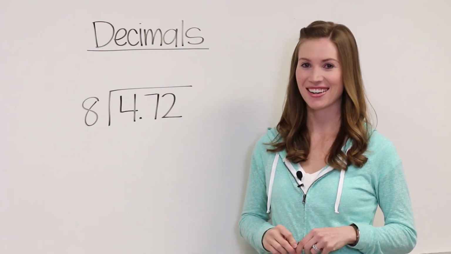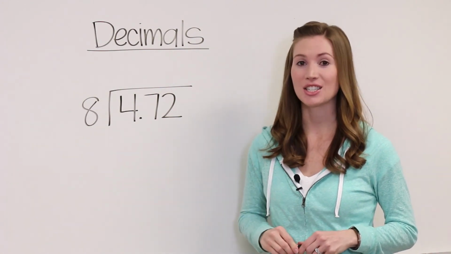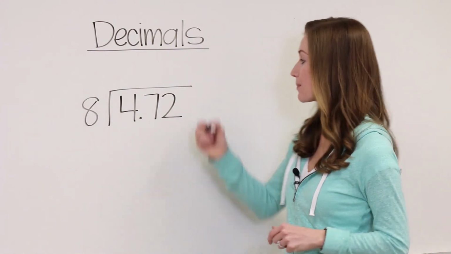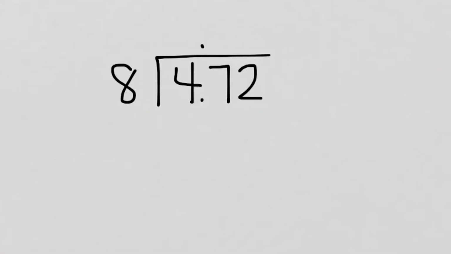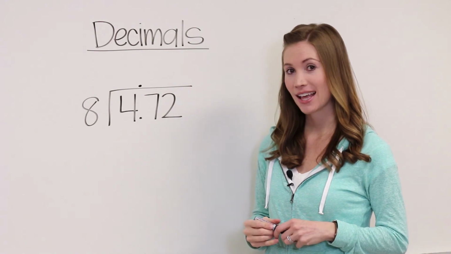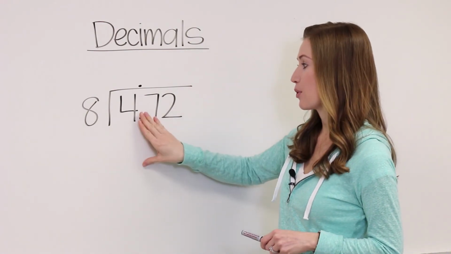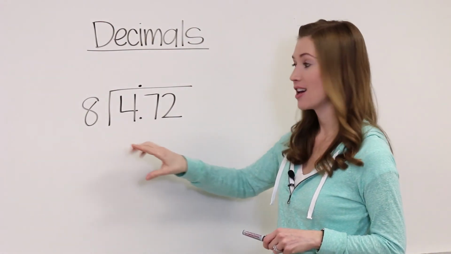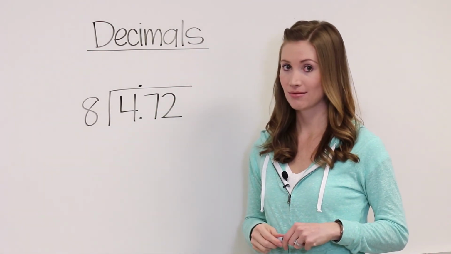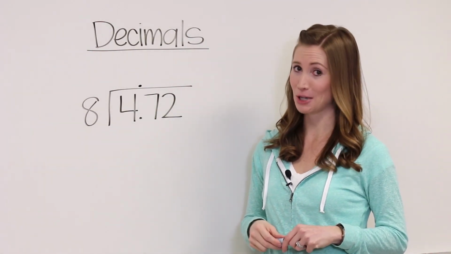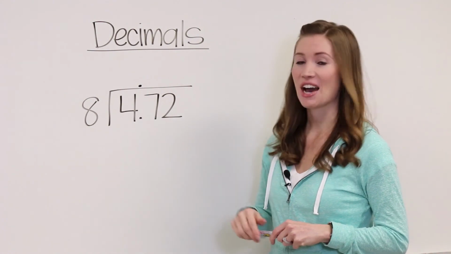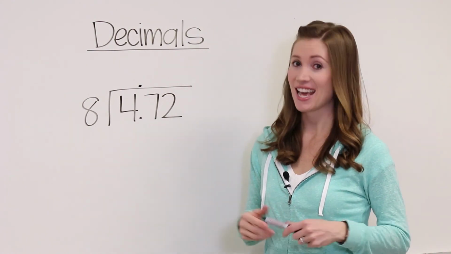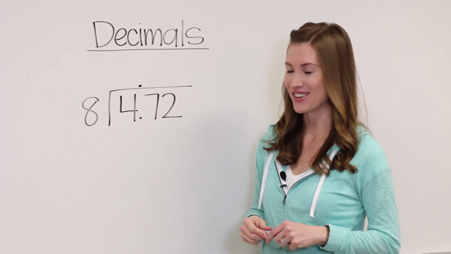Let's do it together. Now the first thing we need to do is bring up our decimal point. If we were to forget to account for this decimal point, that would be like saying I spent $472 on 8 small bags of chips. Those would be very expensive chips. After we account for our decimal, we can divide as usual. So let's go ahead and do it.